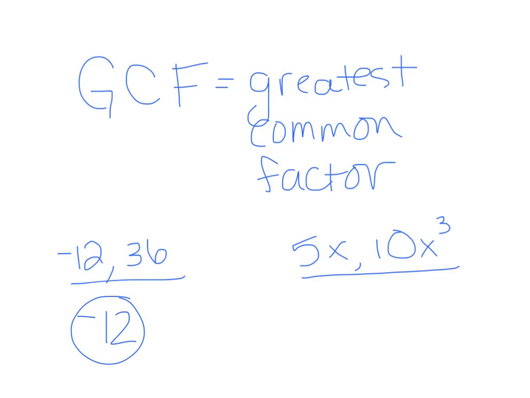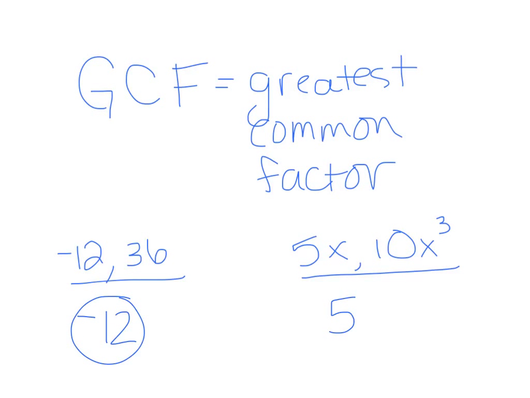Okay, then we look at 5x and 10x cubed. The first thing you want to do is ignore the x's and just think about the 5 and the 10. The biggest thing that will go into 5 and 10 is going to be 5, because 5 goes into 5, obviously, and 5 also goes into 10. Nothing bigger than 5 will go into 5, so it has to be 5 or something smaller.